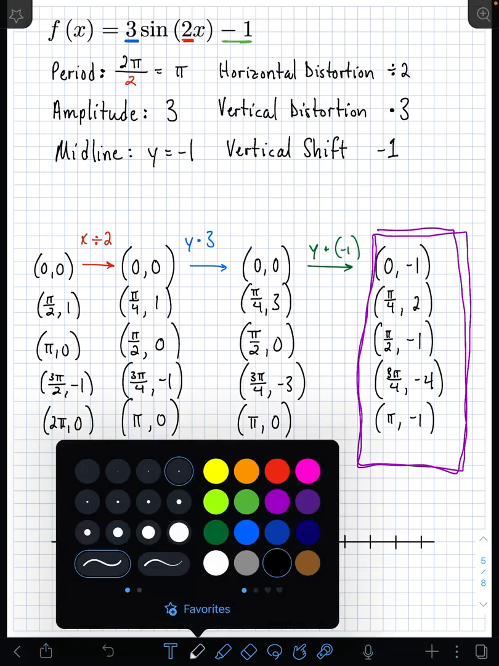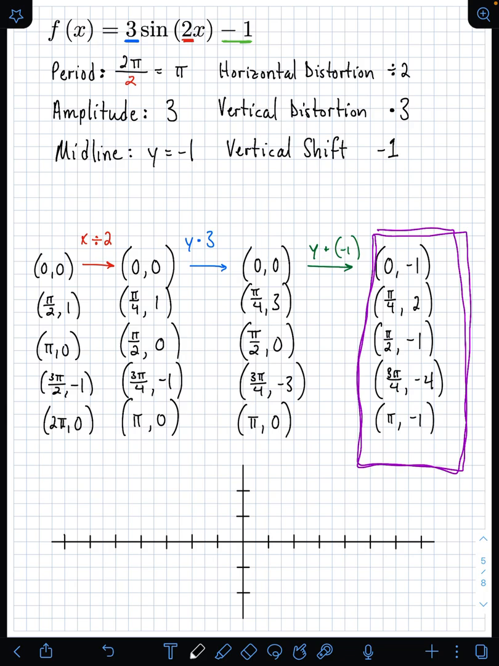Now, here's the interesting part. You'll notice I did not put any scale on these axes. And the reason is I didn't know what scale I would need when I started this problem. Now that I've done all the transformations, I do know the scale I need. That is to say, I want to be able to find the x-coordinates of pi over 4 and pi over 2 and 3 pi over 4. So those are all spaced out by pi over 4. So I should probably have my tick marks spaced out by pi over 4.